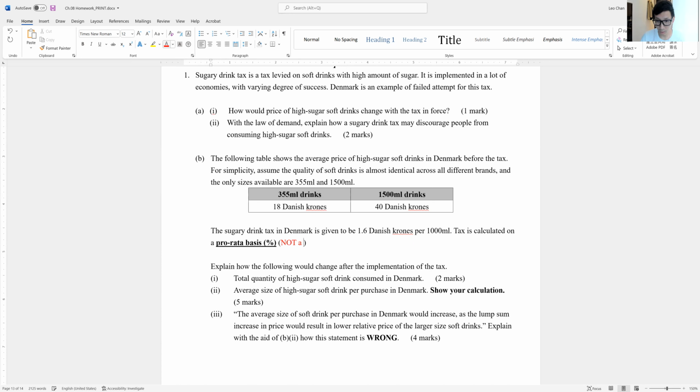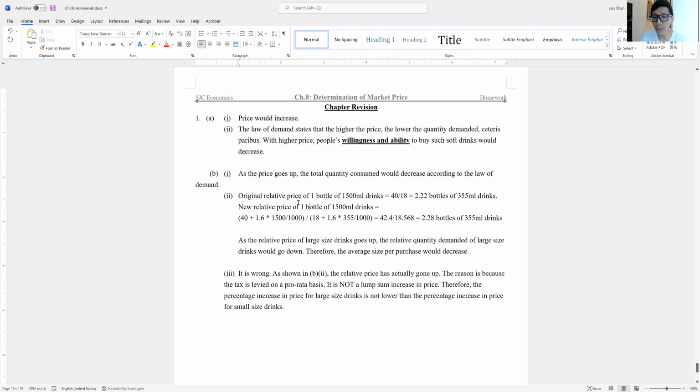this is not a lump sum tax. 所以跟我們平時學的已經不同了啦，所以為什麼你見不見啊？Part B2 I ask you to show your calculation，你要計給我看咯，是不是？我們問問啦，original relative price of one bottle of this drink would be equals to 2.22 bottles of the small size drink, right? Now the new relative price，記住啊，不同 size 是給不同稅的 on a pro rata basis. Okay, so the new nominal price will be 40 plus 1.6 times the ratio. Okay, according to the size, right? That would give us 2.28 bottles of the smaller size drinks.